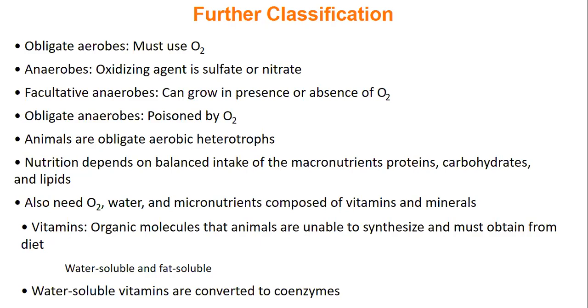And the bottom part is cut off on your PowerPoint, but it just says we need minerals and trace elements. For example, we need iron, right? We need zinc. We need magnesium. So we need some metals in our diet. Very, very small amounts, but we need those for our enzymes to work.